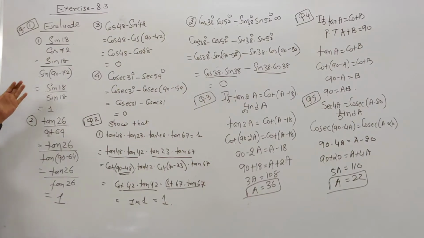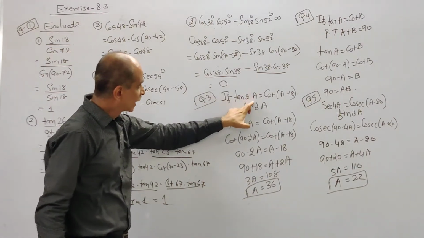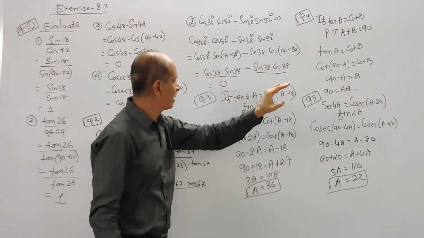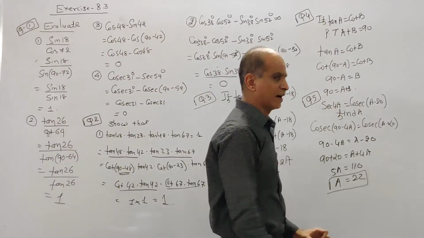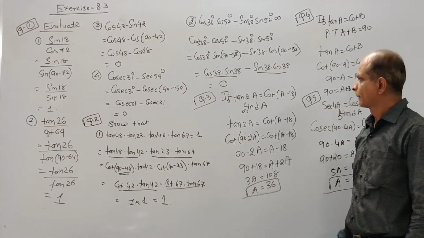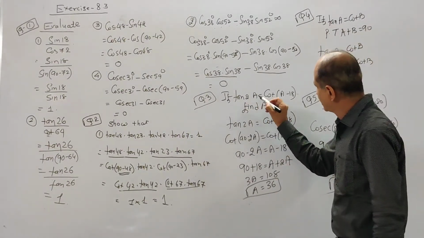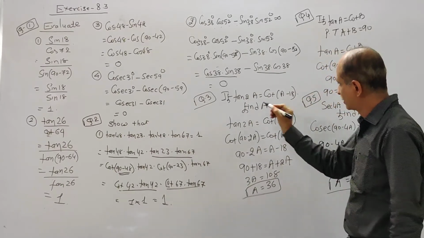Now let me start the third example on the basis of the same formula number 10. Tan 2A is equal to cot (A minus 18). Then find the value of A. Very nice example. Tan 2A is equal to cot (A minus 18). Find the value of A.